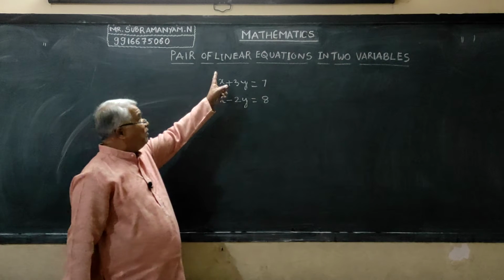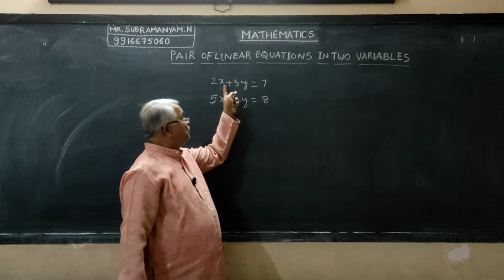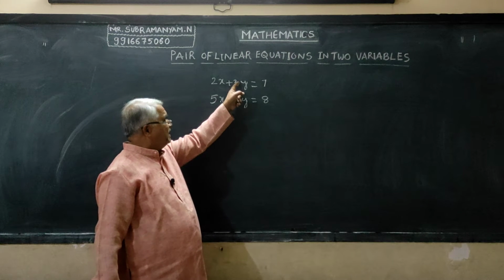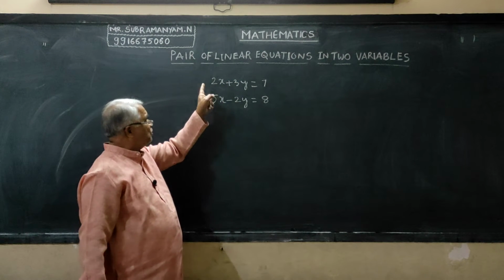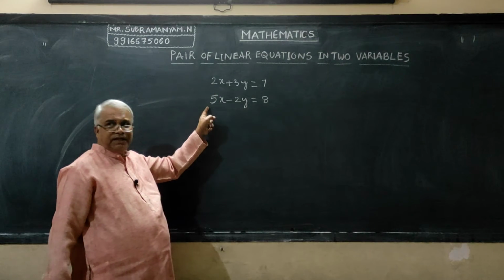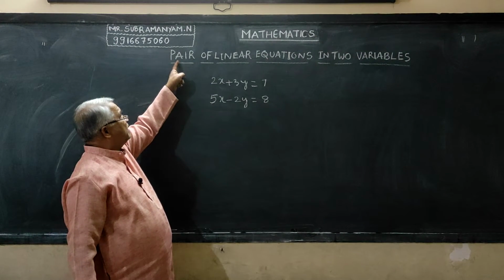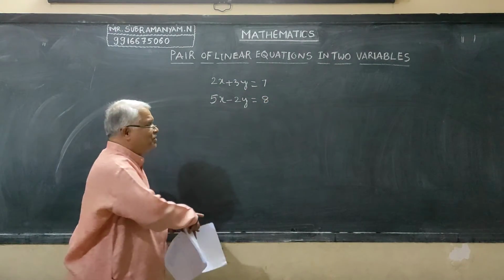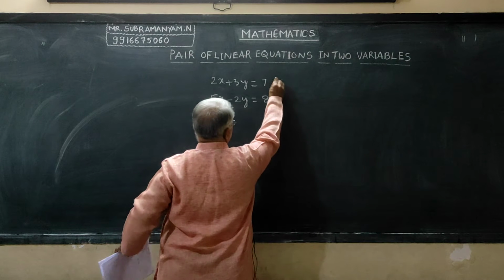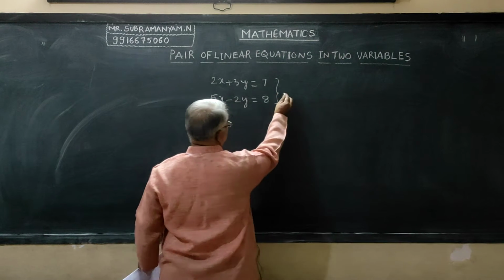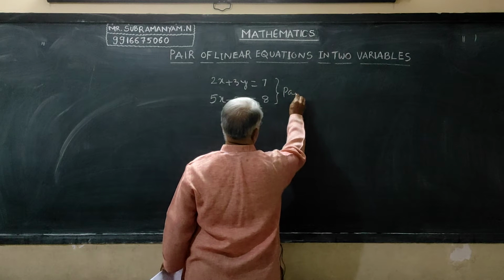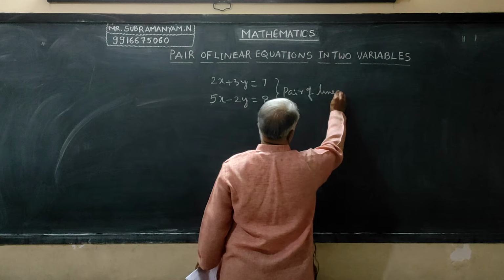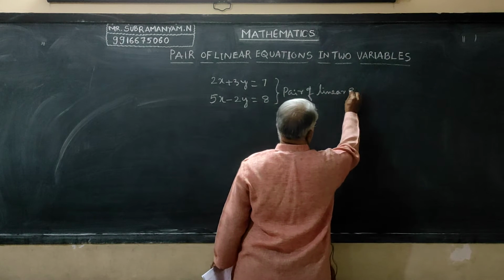Now we have linear equations in two variables. We have two linear equations, the first linear equation and the second linear equation. Therefore, we call it a pair of linear equations. I hope you have understood the meaning of pair of linear equations. Therefore, I will write this: pair, P-A-I-R, of linear equations.